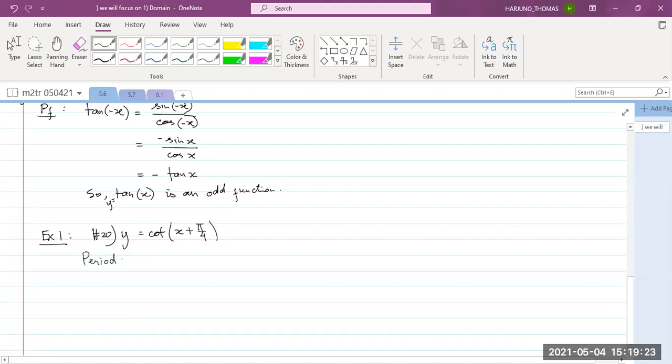I think the period is easy. The period is pi divided by the coefficient of the angle. So the period is just pi. Okay, how about the asymptotes?